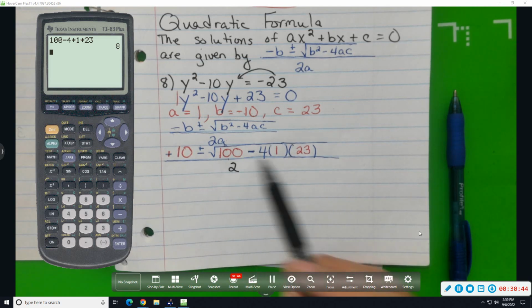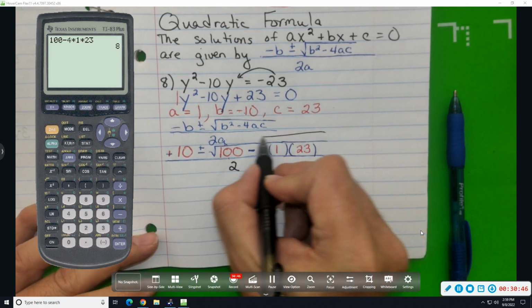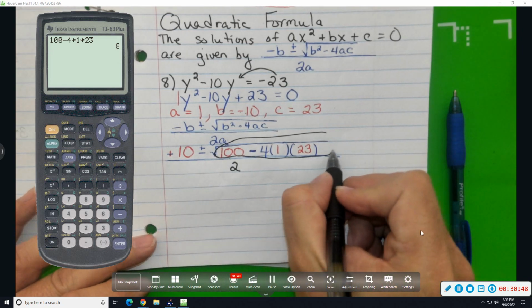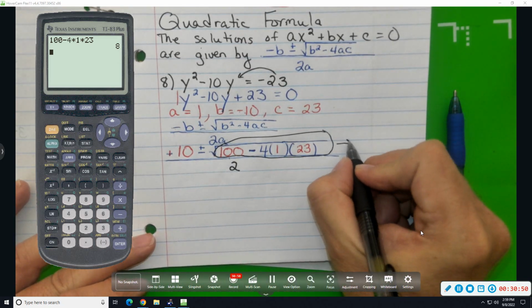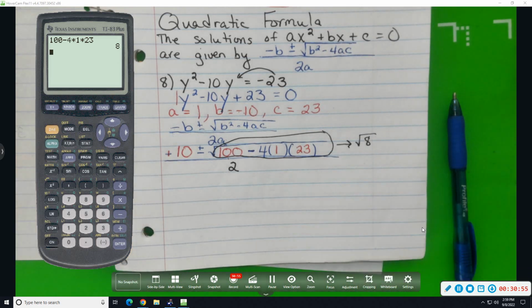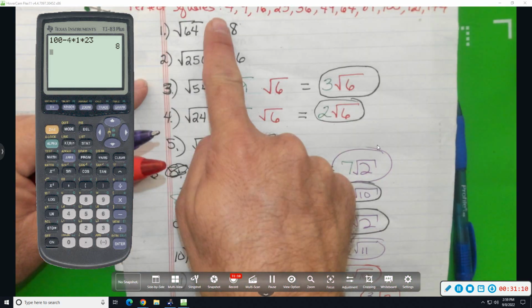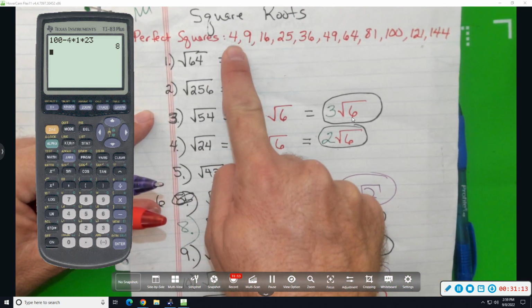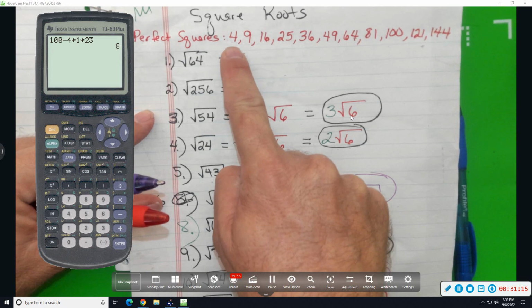So this square root here, all of that, I'm rewriting as just the square root of 8. But can we simplify the square root of 8? Is there a perfect square that divides into 8? That's from the first day when we were looking at our perfect squares. I think there is. 4 times 2 would give you 8.